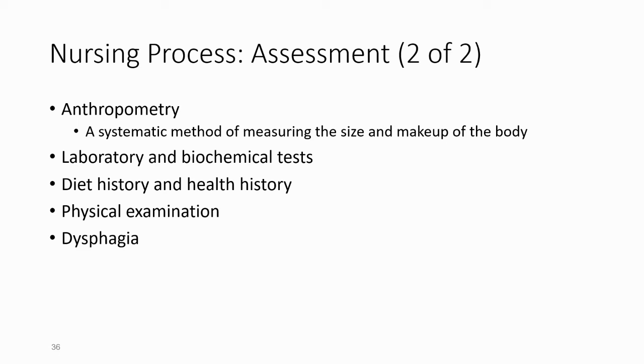We use another type of test called an anthropometry, and that's a systematic method of measuring the size and the makeup of the body. Of course, we get electrolyte and other biochemical tests. We get their diet history and health history. We do a physical examination, and we have to be cognizant of swallowing issues, otherwise known as dysphagia.